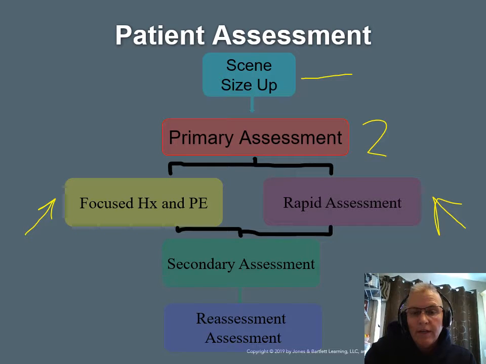Next part here is our focused history, or our secondary assessment, sorry. Our secondary assessment is more methodical, very detailed, where we check things like the sclera in our eyes and the conjunctiva, and if I have fluid in my nares and all that sort of stuff. So we just go in detail in every single body part. And the last part here is our reassessment survey. And that is performed either every 5 minutes or every 15 minutes, depending on the stability.